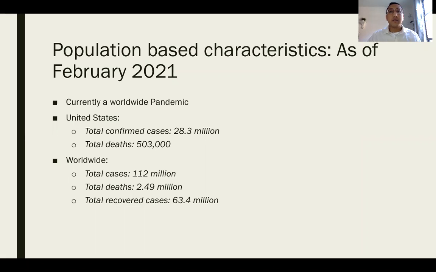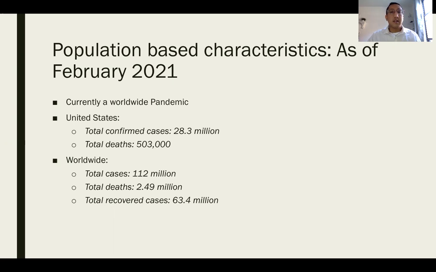So for the population-based characteristics, I got these numbers currently for when the presentation was made, which is in February 2021. Keep in mind that these numbers could change by the time you see this presentation. Currently, COVID-19 is classified as a worldwide pandemic. We see it in every continent except Antarctica. In the United States, right now there's a total confirmed of 28.3 million cases. And as far as the total deaths, we have recently gone over the 500,000 mark.